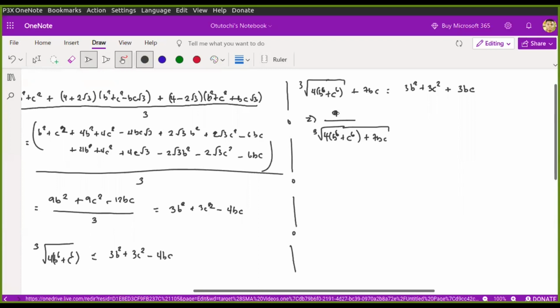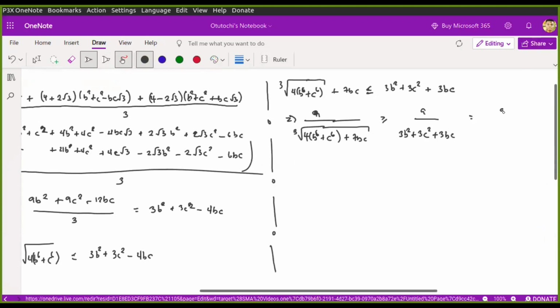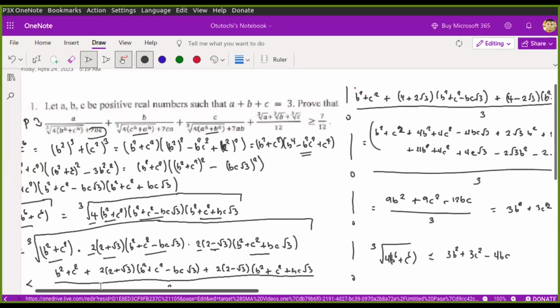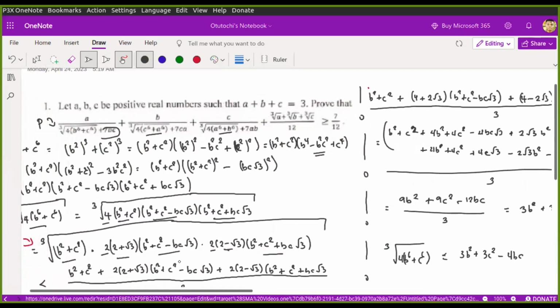We are dividing by this, so if we use this, it's going to become greater than or equal to, since we are dividing, a over (3b squared plus 3c squared plus 3bc). And then of course this is going to be equal to, we can just bring it in, a over 3(b squared plus c squared plus bc), giving 3ab squared plus 3ac squared plus 3abc. And it's actually very nice. I remember I said that the same thing goes for B and the same thing goes for C.